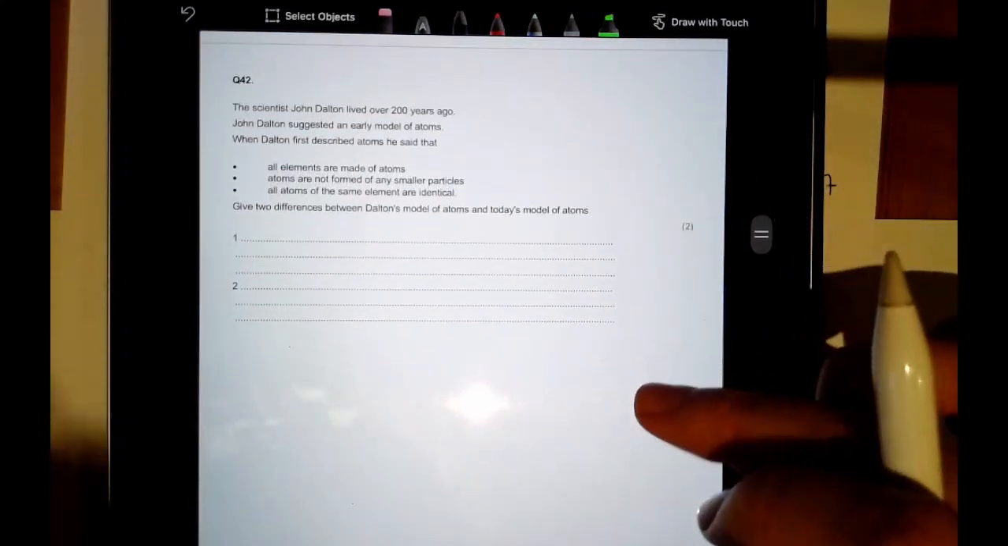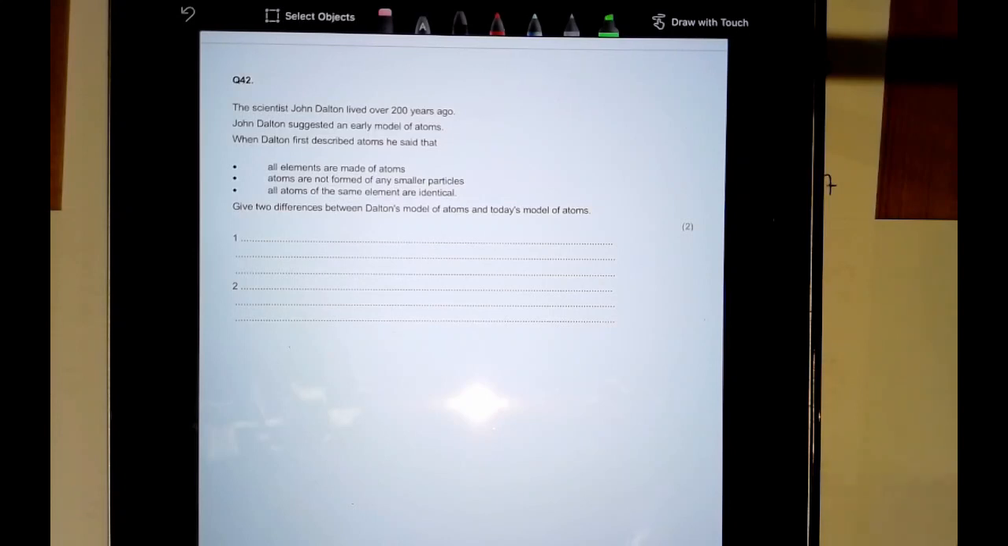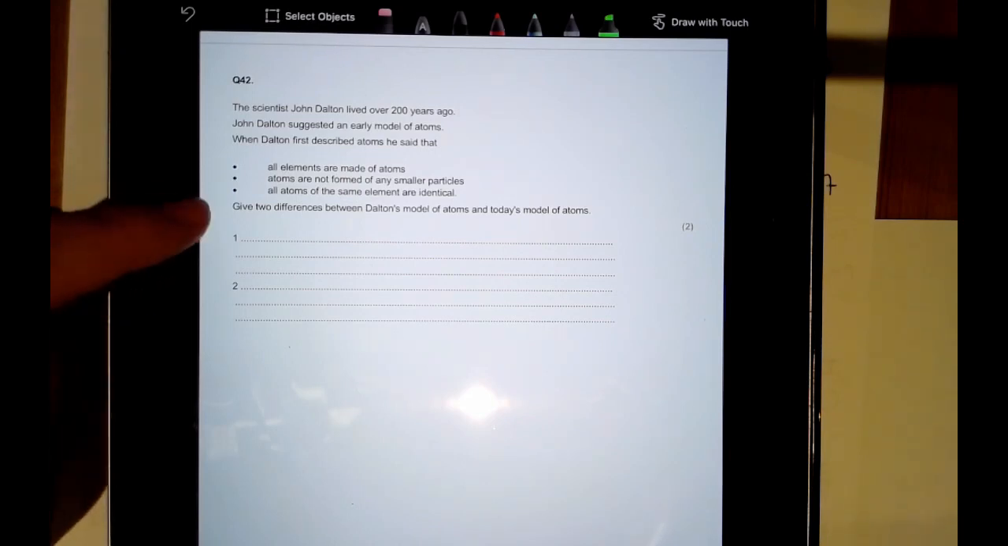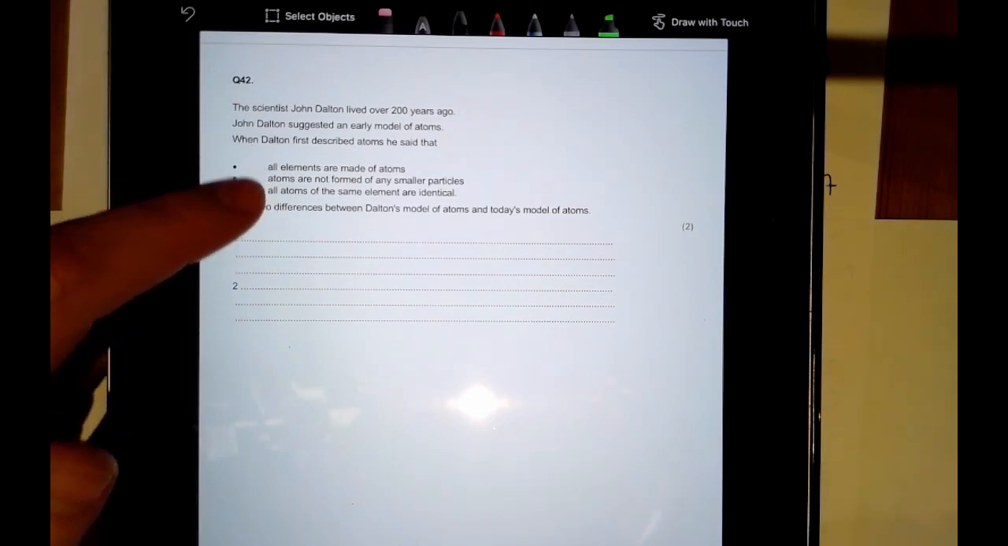The next one, John Dalton. So John Dalton was a scientist. He was the first one to kind of propose atomic structure. He believed that elements were made of atoms. That is true. He believed that atoms were not formed of anything smaller, so you couldn't break an atom down. And he believed that atoms of the same element were identical. And it wants 2 things that are different today. So which 2 things are wrong?